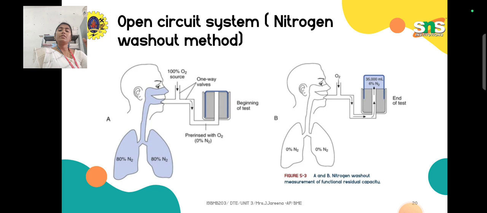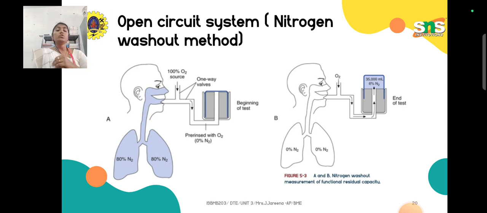If you want FRC, that is functional residual capacity, you can measure at the end of normal exhalation, because the expiratory reserve volume and the residual volume combine to give functional residual capacity. So based on the requirement, you can start the experiment at the end of normal exhalation or deep exhalation, as I discussed. This is the one point.